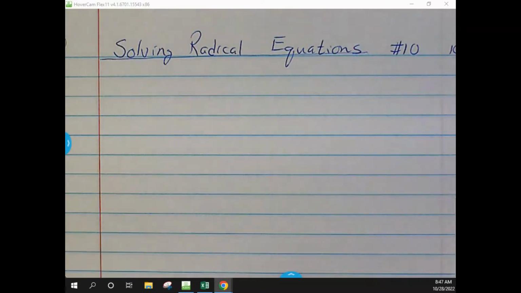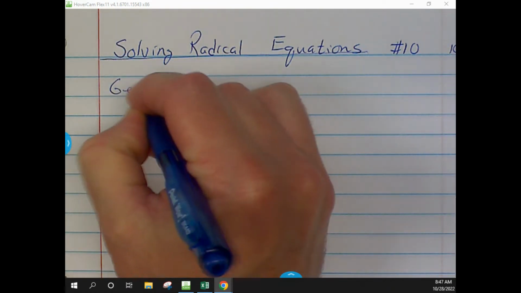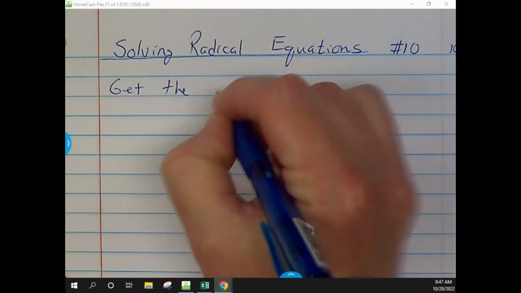All right, so with solving radical equations, the biggest thing you want to do is kind of like when we were doing something a while back where you had to get it by itself on one side. Maybe it was when we were solving square roots, way back when. So this one, you're still going to go in that same direction.